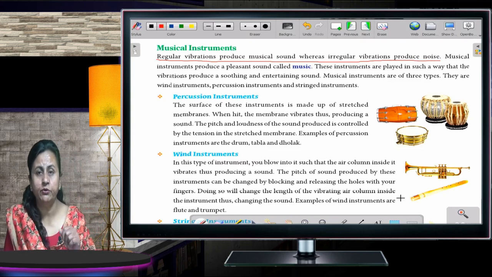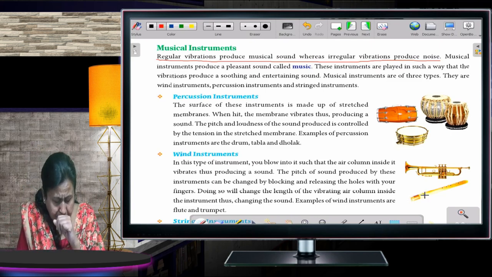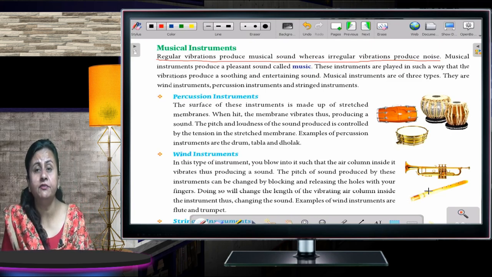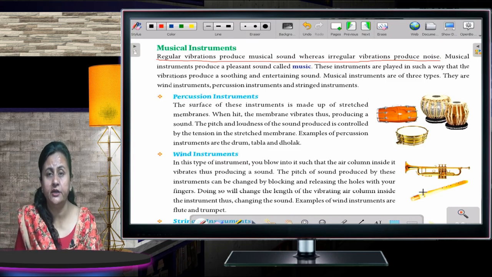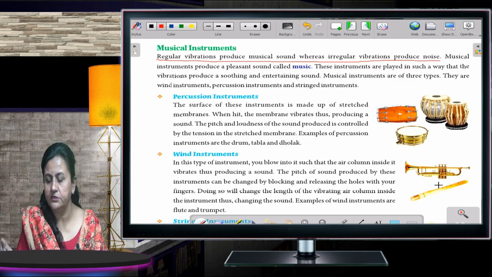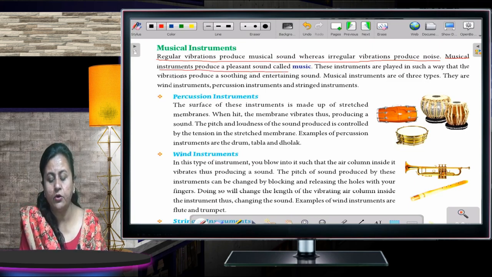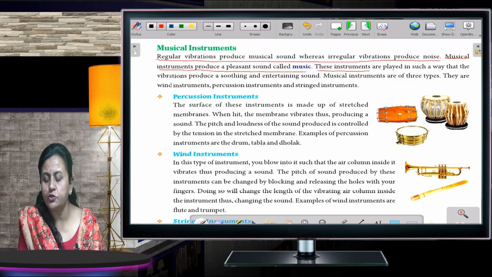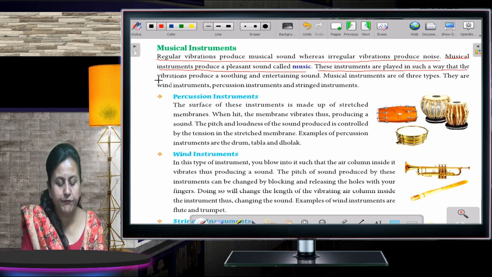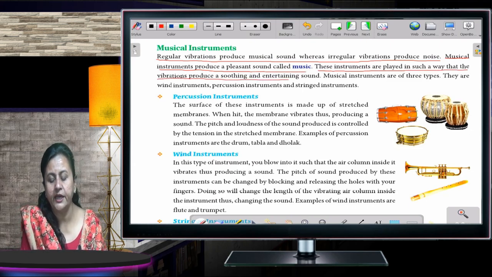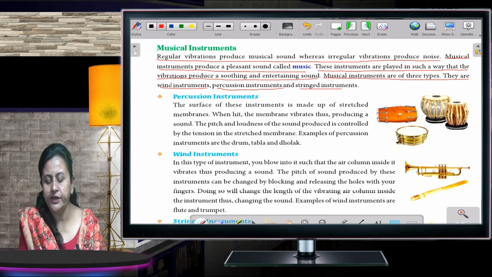For some time you can hear it, but after some time you really don't like to hear it at all. That is called noise. Musical instruments produce a pleasant sound called music. These instruments are played in such a way that the vibrations produce a soothing and entertaining sound. Musical instruments are of three types. They are wind instruments, percussion instruments and string instruments.